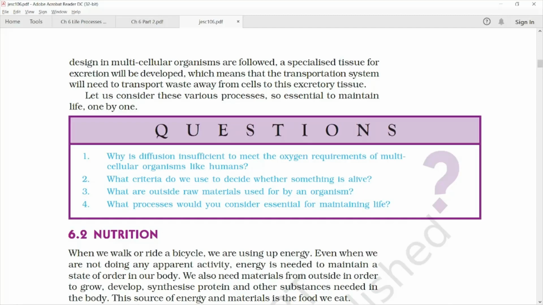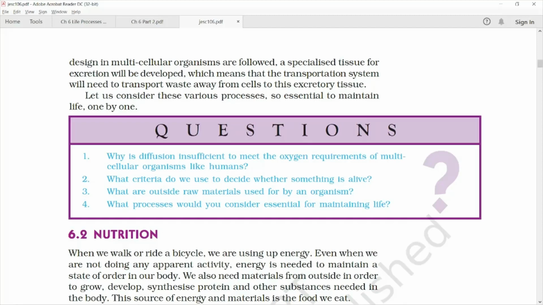So let's figure it out. We use the criterion of molecular movements because in some organisms we cannot see the physical movements while they breathe.